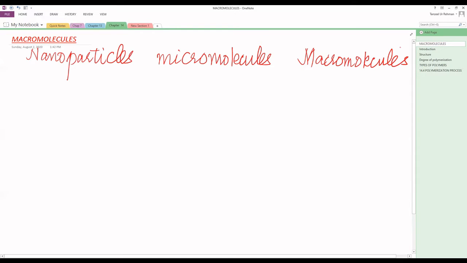Now, nanoparticles, these are quite new, and on a very basic scale, that is nanoscale, these are particles, and micromolecules are very small molecules. Macromolecules are also known as polymers, and these are those molecules which are greater in size, having large molecular mass. So in this chapter we shall discuss macromolecules.